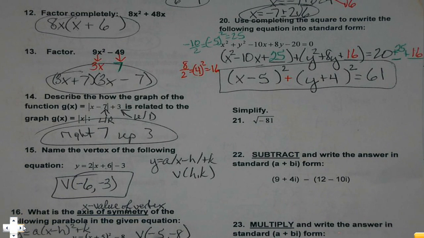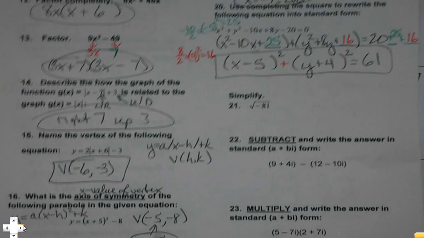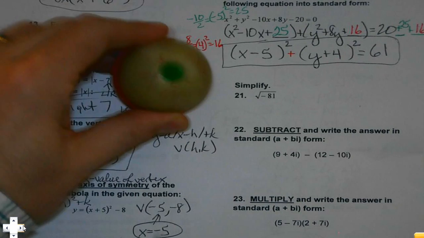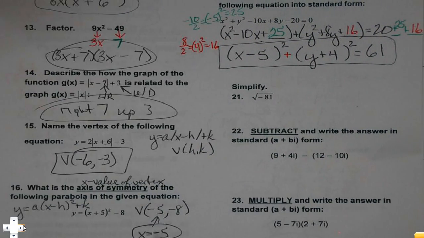Onward we go with the second half of the Algebra 2 multiple choice final preview for semester number 1. And we start right away with some silliness. 21. I'm going to break that down. I see a negative under the radical. What must I do? I out.